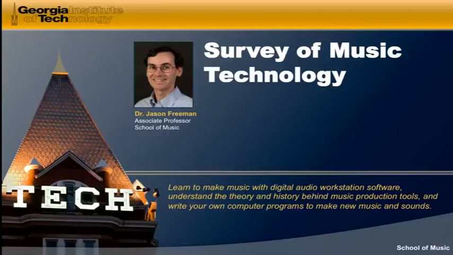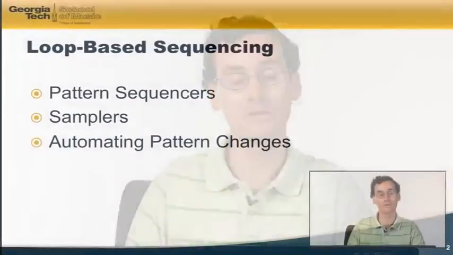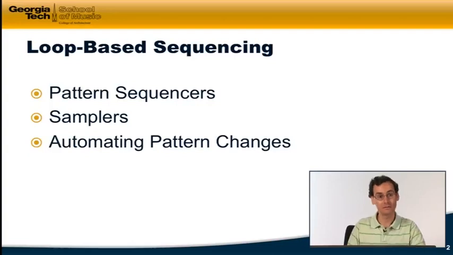So in the final video in this module, I want to look at a very different way of sequencing MIDI data in the DAW. It's sometimes called loop-based sequencing or pattern sequencing. So I want to show you how it works. And then I want to connect that to a particular kind of sound module called a sampler and talk about how they work and combine these together to create a drum sequencer. And we'll look at how we can also automate changes in our pattern sequencer over time to really build an entire drum track for a piece of music this way.